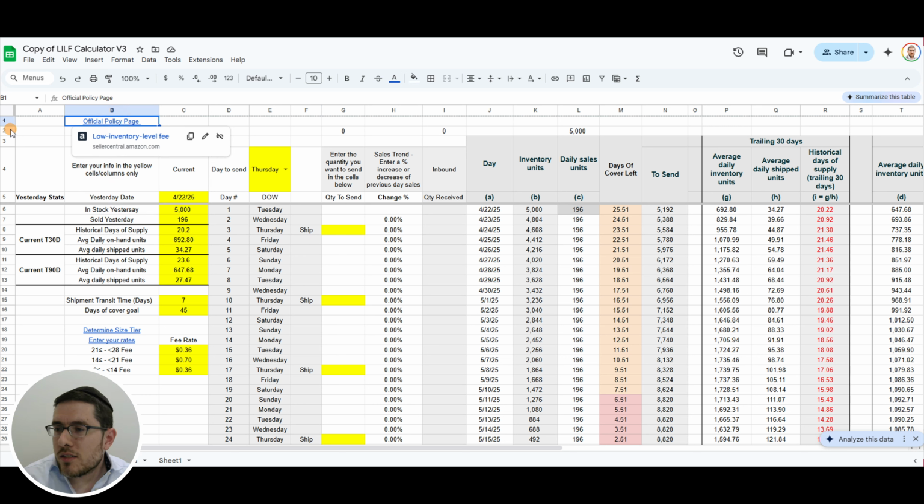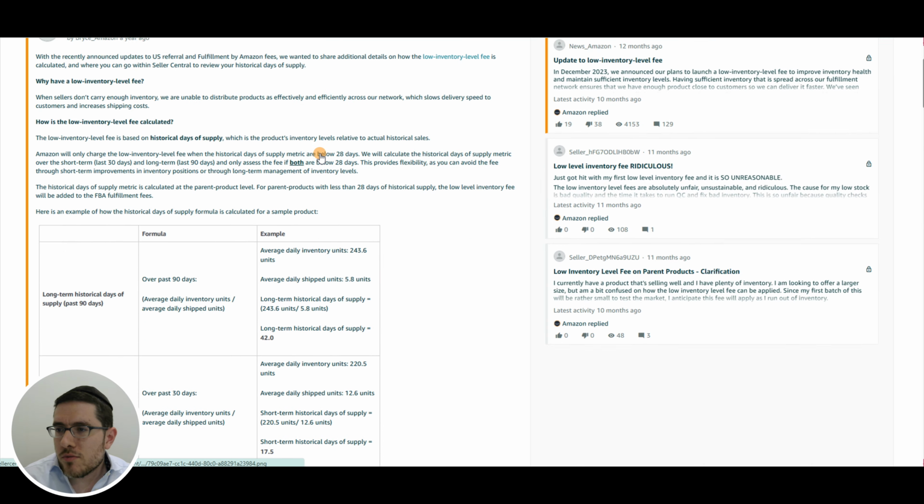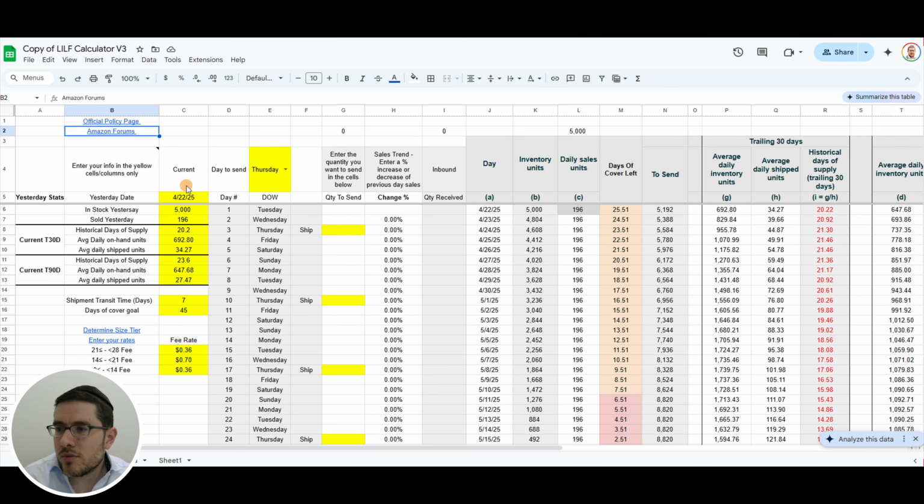On top we have the links to the official policy page and the Amazon forums. There's a nice post in the Amazon forums where they explain it a little further and give some examples. And basically for this sheet you only need to fill out the cells in yellow, and I will go through these cells one by one.